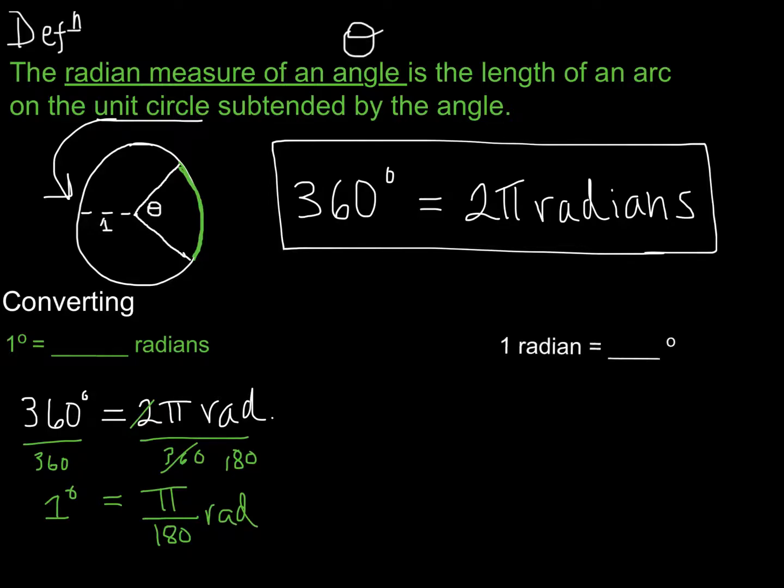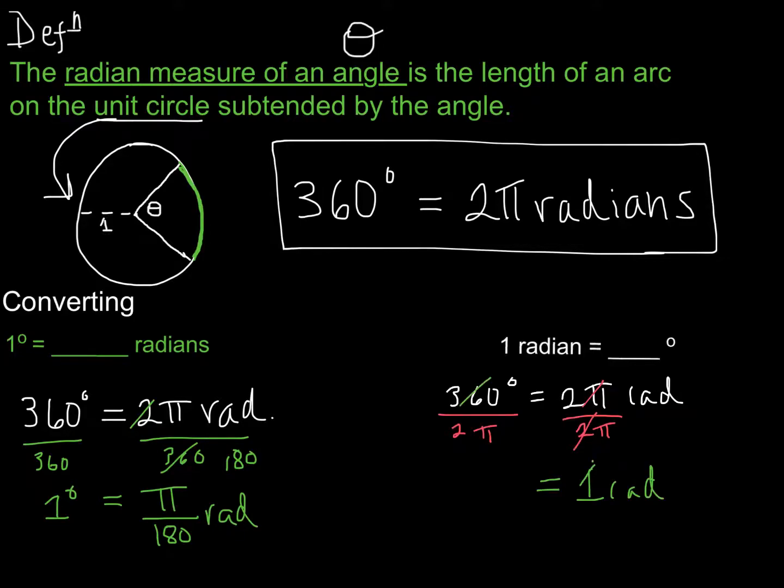Now on the other side, and I encourage you to pause and try this again if you haven't already, we want to know what 1 radian is equivalent to. So I start with 360 degrees is equivalent to 2 pi radians. And what I can do is I can just divide by 2 pi on both sides. And so now I have that 1 radian is equivalent to, and 360 divided by 2 is 180, 180 over pi degrees.